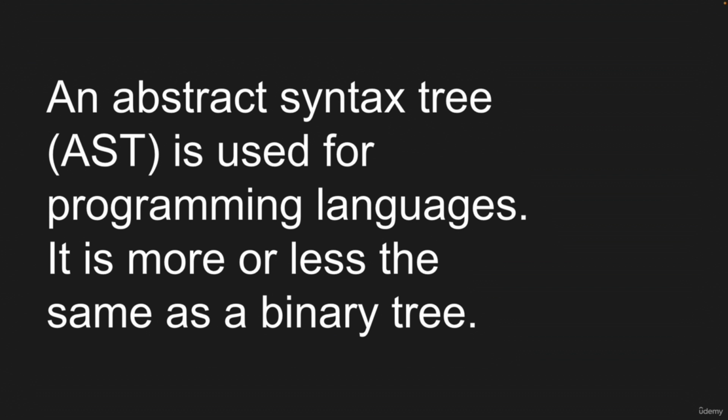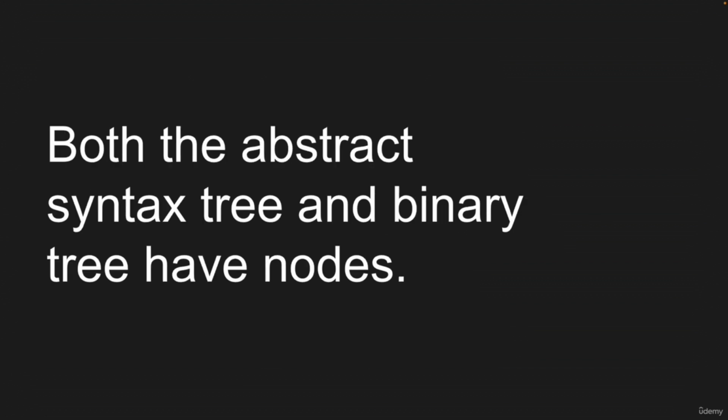The reason why I explained that it's used for a big programming language is because you're going to have to have more than 2 children, right? When you have a really big programming language that is not as simple as math, like 1 plus 2, where you can just have 2 children. So the abstract syntax tree is more for the complicated languages because you need more than 2 children. And yes, both the abstract syntax tree and binary tree have nodes.